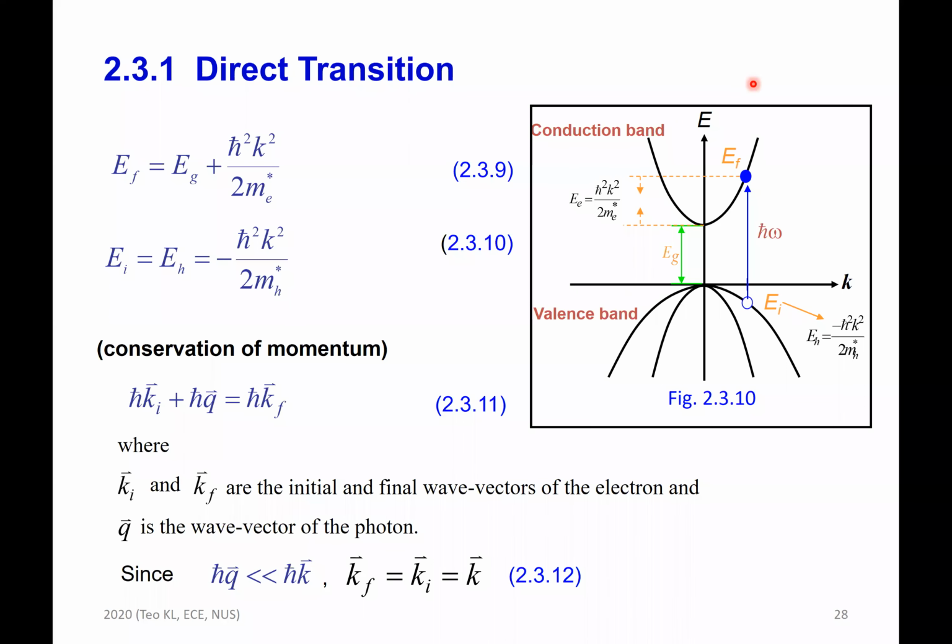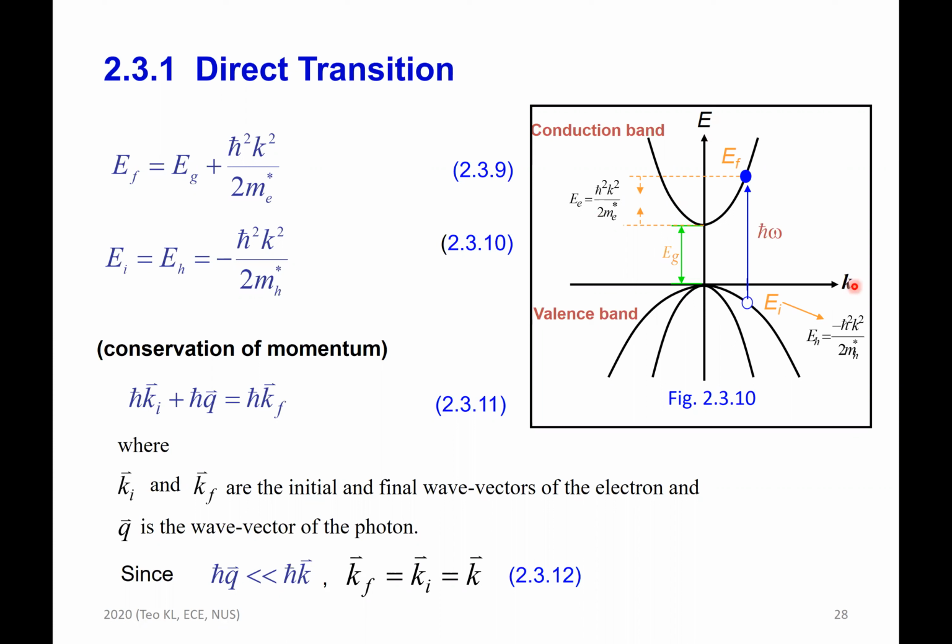This is the continuation of EE5508 optical processes in semiconductors. Today we'll discuss the direct and indirect transition in semiconductors. This shows the band structure of a direct band gap semiconductor plotted as energy as a function of wave vector k.